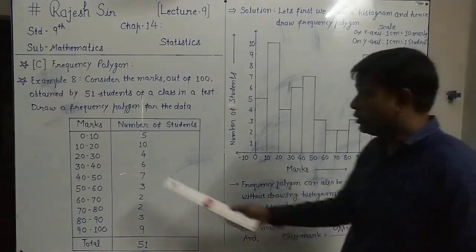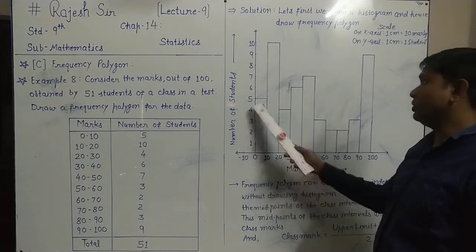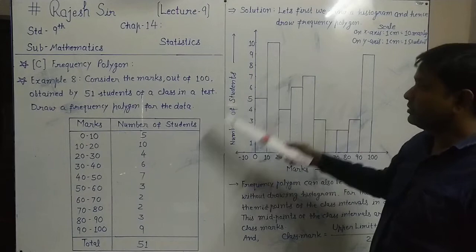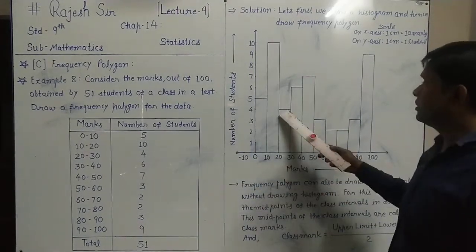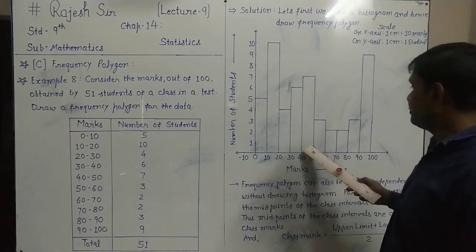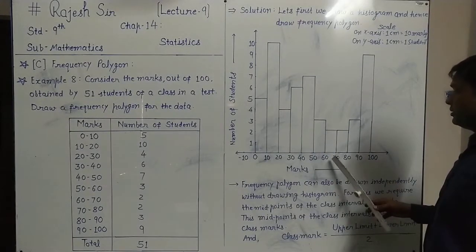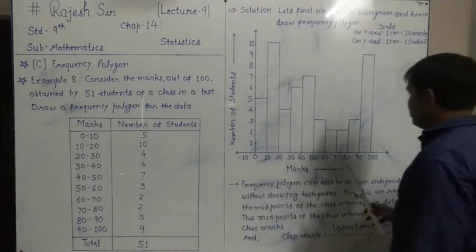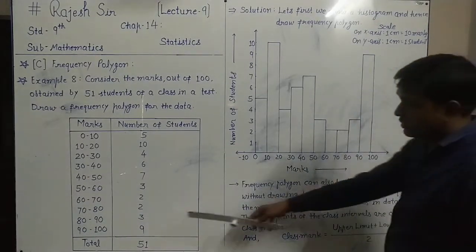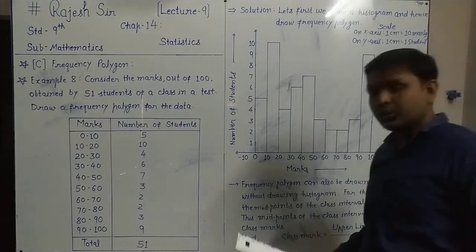As you know, 0 to 10 has 5 students, so the height of that rectangle is 5, showing 5 students. Similarly 10 to 20 has height 10, 20 to 30 has 4, 30 to 40 has 6, 40 to 50 has 7, 50 to 60 has 3, 60 to 70 has 2, 70 to 80 also 2, 80 to 90 has 3, and 90 to 100 has 9. This way we have shown the histogram.